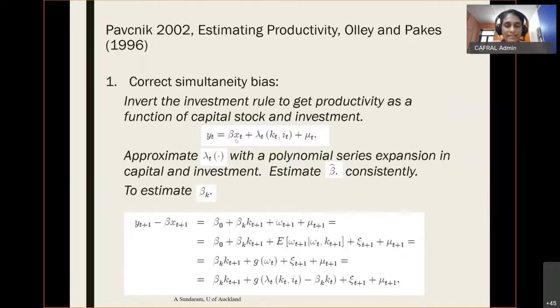So Y_t is a function. This is your standard production function. But now I have written beta_k K_t.